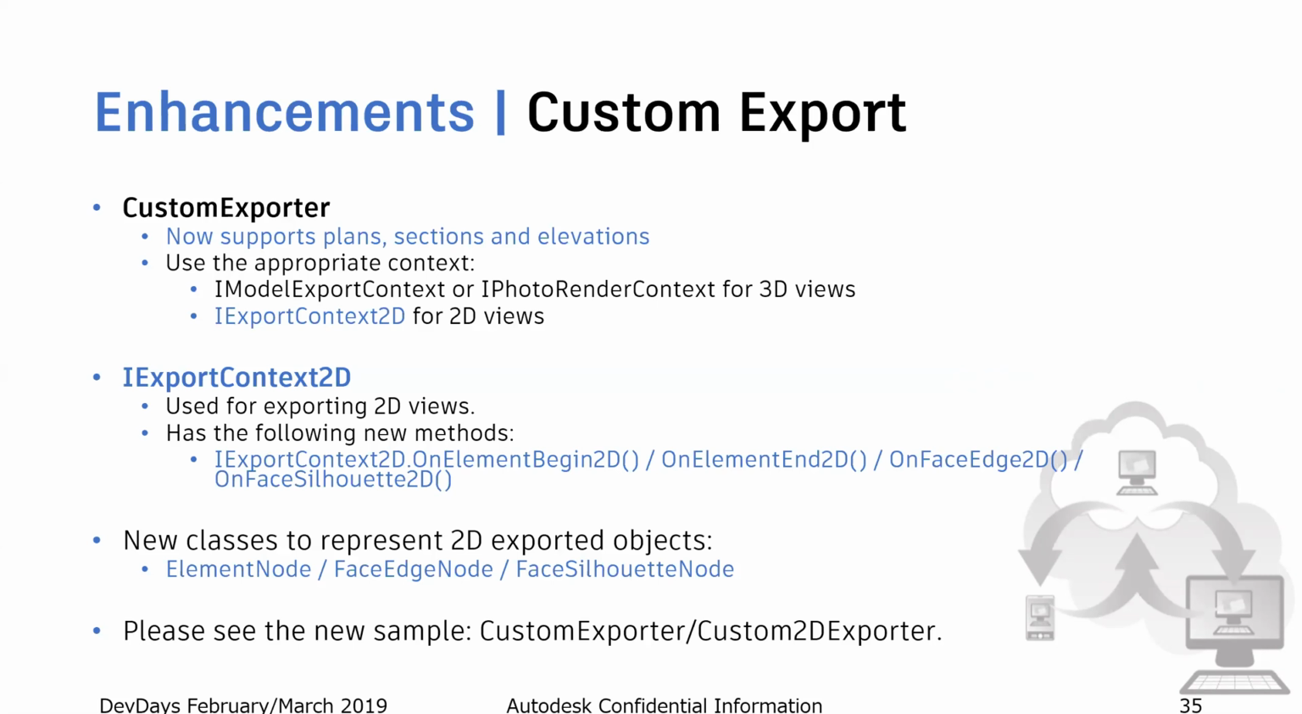And if you're trying to understand how to better use this, we've also created an updated sample called Custom 2D Exporter. It is available to you, so you can start to understand how to use this API and the kinds of things that it returns.